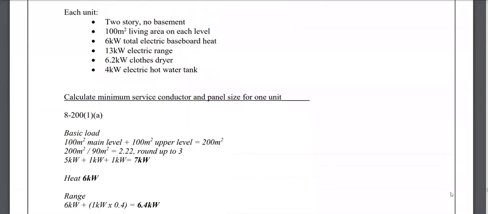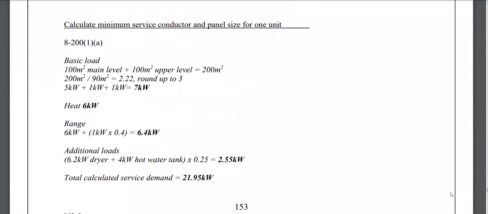Okay, so let's take a look at the minimum service conductor and panel size just for a single unit. This one's the calculation that is very similar, or identical, I should say, to an individual residential single dwelling, a detached home. We go to 8201A, the basic load we know is going to be the total living area divided by 90, and then we round up. So we get 7,000 watts. Heat, 6,000 watts. The range, 6.4 kilowatts. Additional loads are taken at 25%, giving us a total of 21.95 kilowatts.